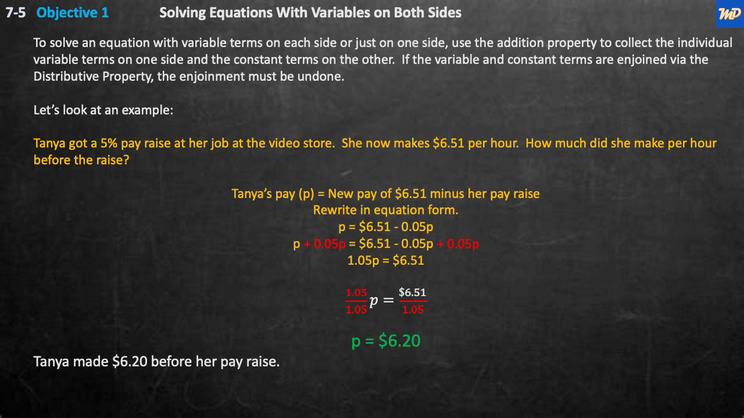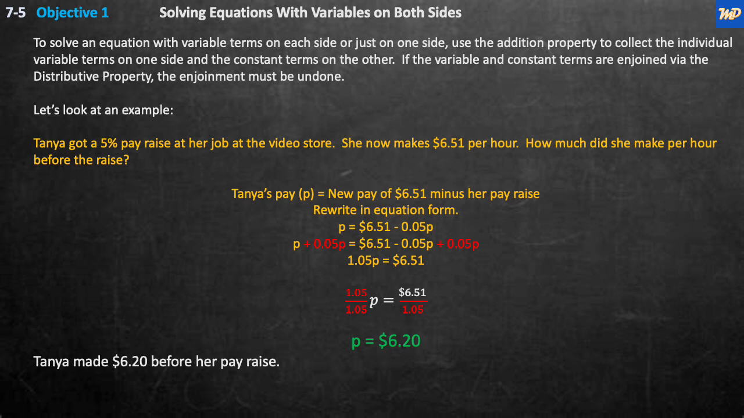Okay, so solving equations with variables on both sides. To solve an equation with the variable terms on each side or just on one side, use the addition property to collect the individual variable terms on one side and the constant terms on the other. If the variable and constant terms are joined via a distributive property, the joining must be undone. So let's look at an example.